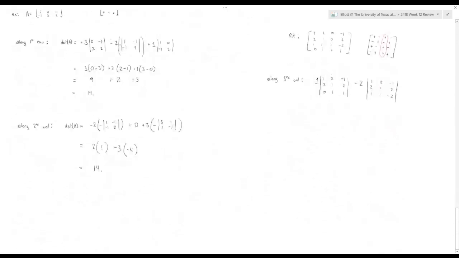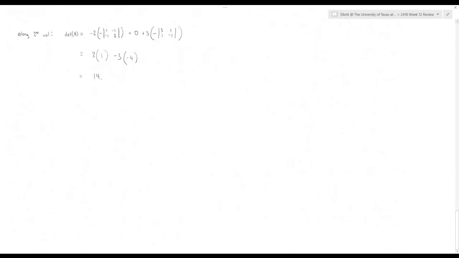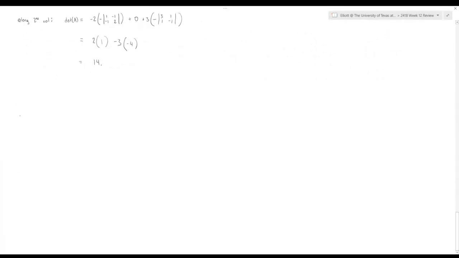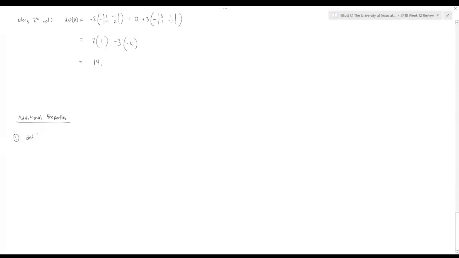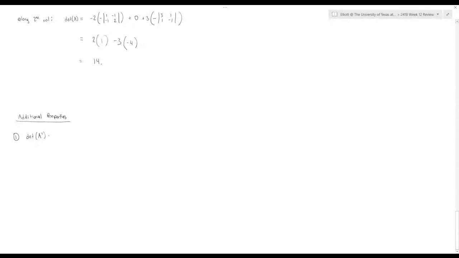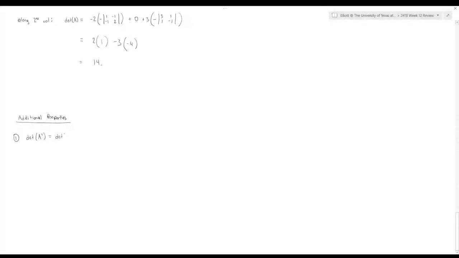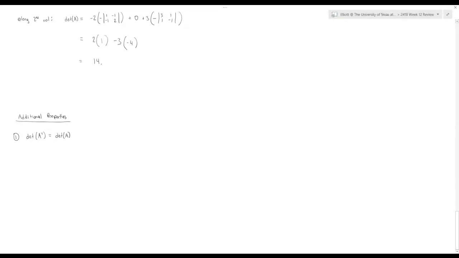Let me end the review with just some additional properties of determinants. So this first property, I mentioned it earlier, that the determinant of A transpose is the same as the determinant of A. Okay.